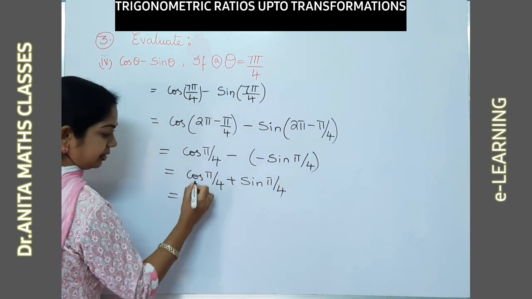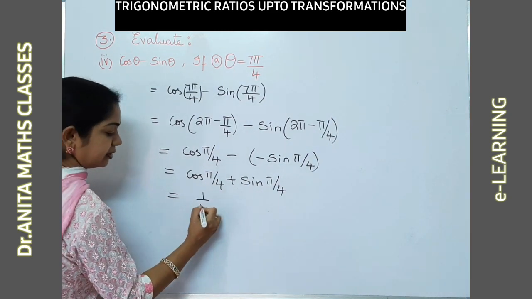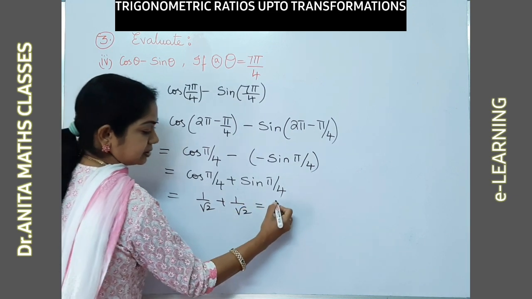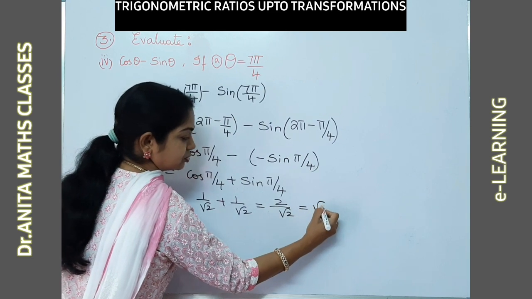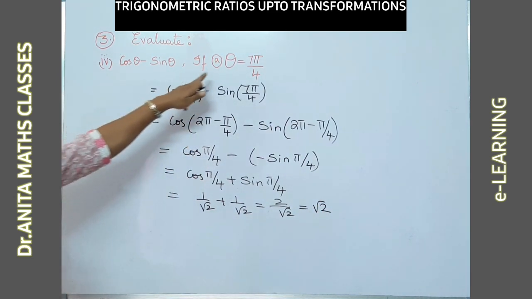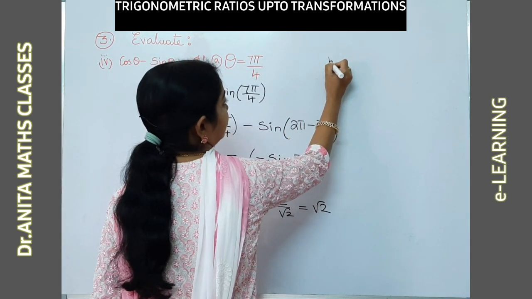So we'll write the values. So this is cos 45 degrees is 1 by root 2 plus 1 by root 2. If you take the LCM, this comes to 2 by root 2. If you cancel it off, you get just root 2. Okay, so this is the value of this. This is only A bit. There is also a B bit. So I'll tell you the B bit.